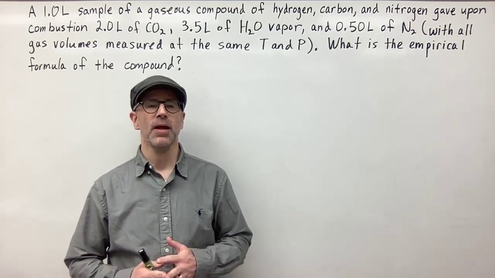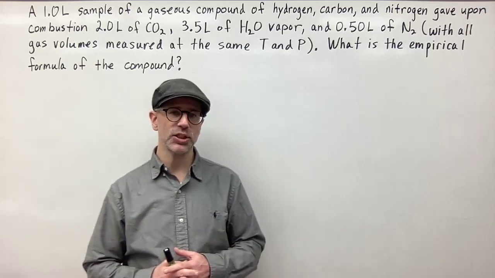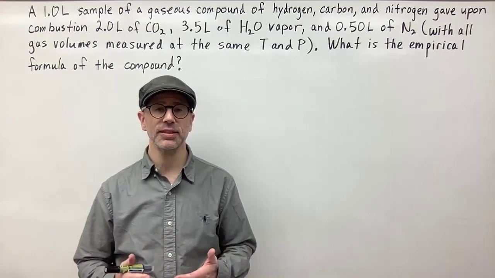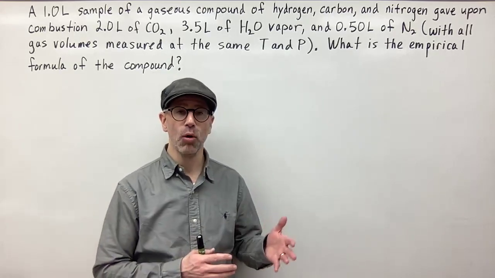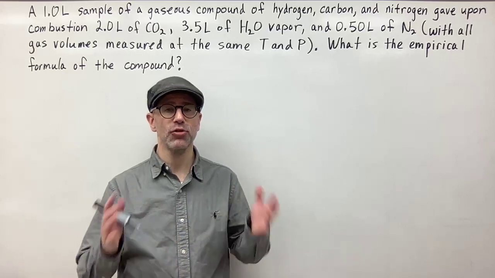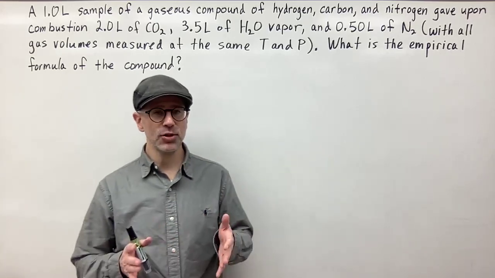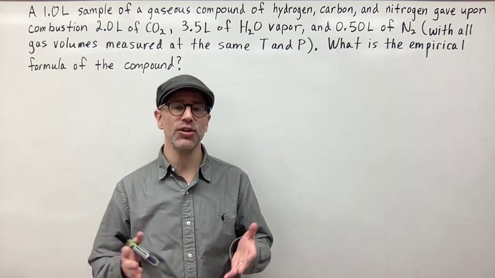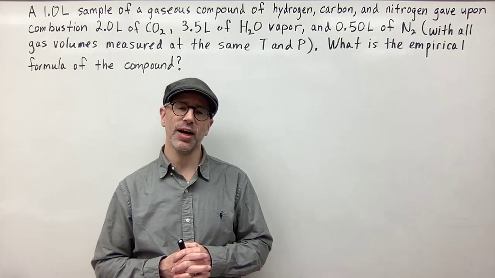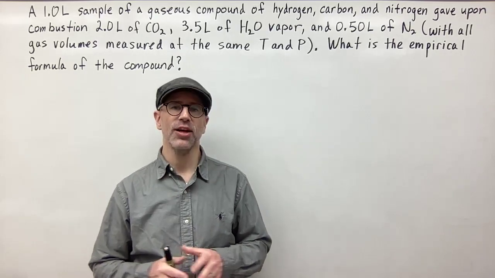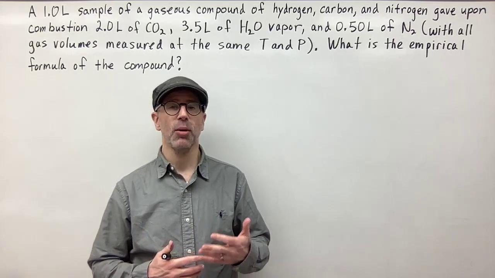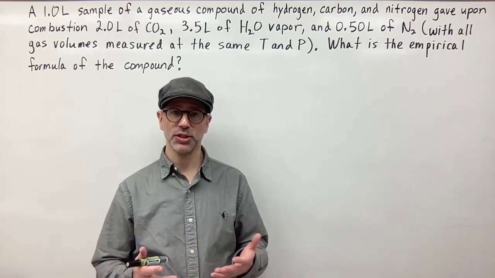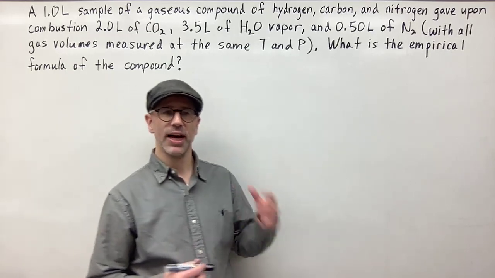Normally when you do a combustion reaction problem, they give you the mass of the different substances, and then you convert the mass to moles, and then you get your mole ratio of your pseudo equation and so on. In this problem, they're using gases and they're giving you liters of gases. So you have to use your gas laws to help you figure out the number of moles involved in this combustion reaction. So let's go ahead and get into this.